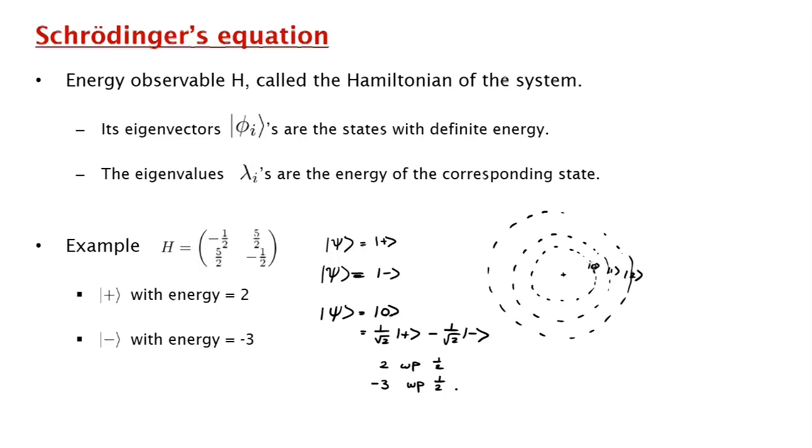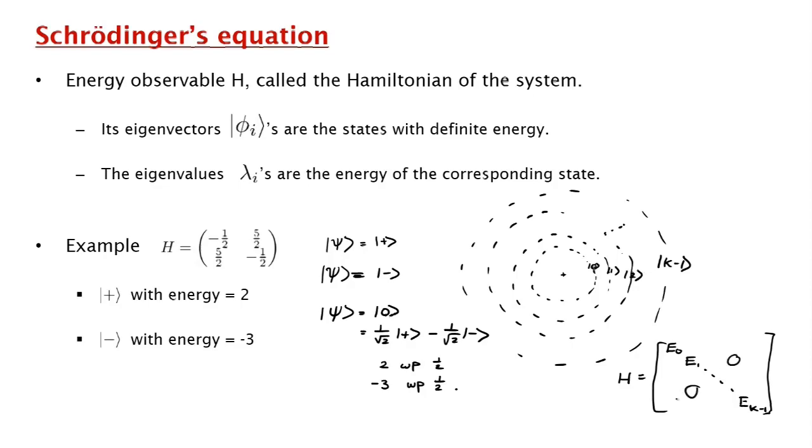And so if you were to write out the Hamiltonian of this system, so let's say we had a K-level system of this kind, what would that Hamiltonian look like? Well, since the basis states are 0, 1, 2, etc., the Hamiltonian would be diagonal in the standard basis, and its entries would be E0, E1, up to E(k-1), which are the energies of these corresponding states. Everything off the diagonal is 0.